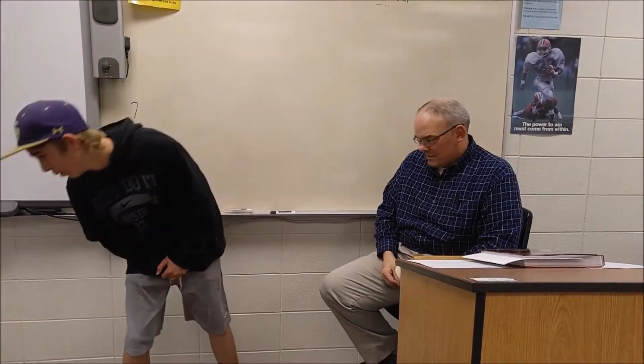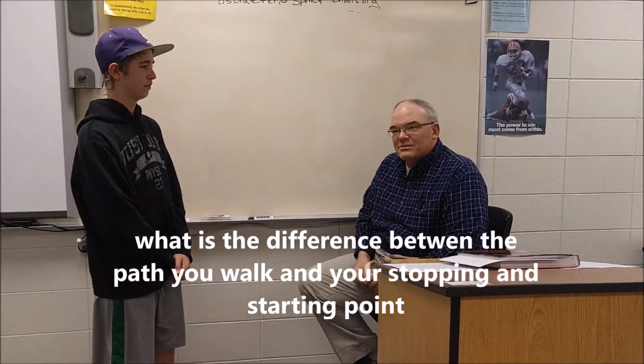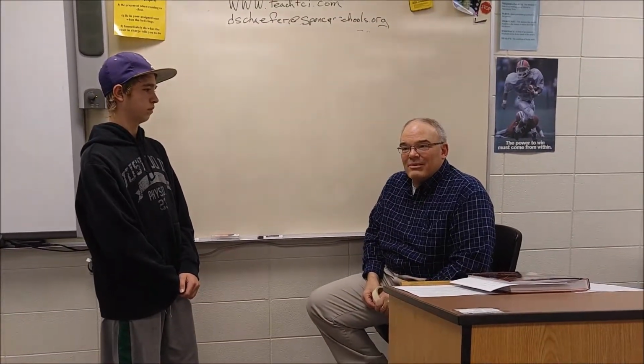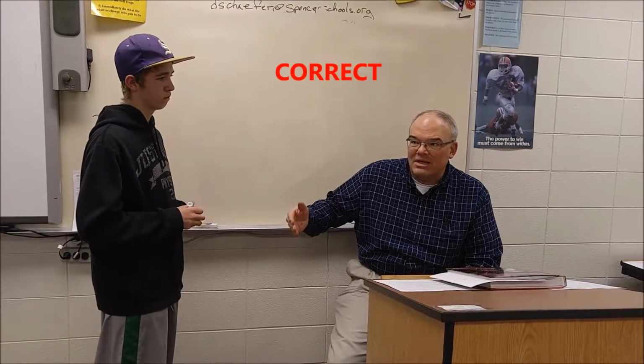That's amazing. Alright. Second question is, what is the difference between the path you walk and the starting and stopping point? The starting and stopping point is the start and the end. The path I walk might be straight, it might be crooked or wobbly, or directionally it could be varied. The only constant is the A and the B, the start and end, but the path might be straight, it might not be straight.